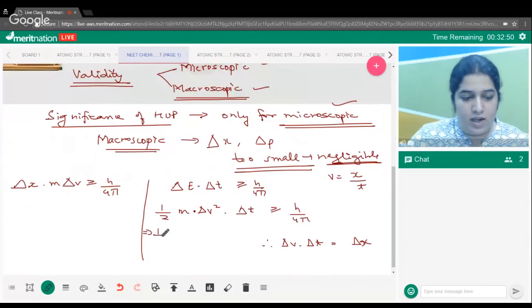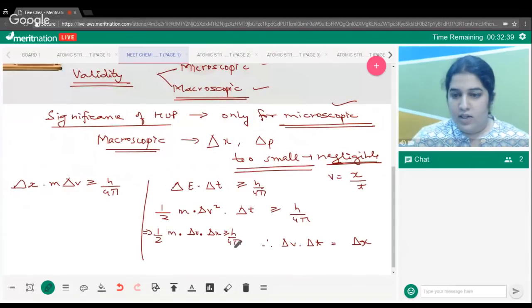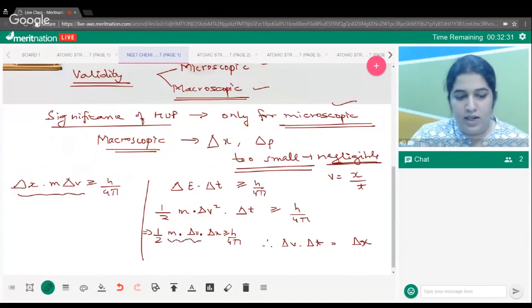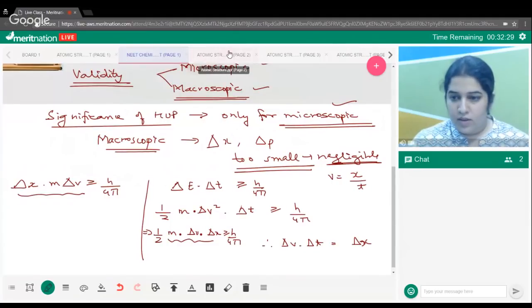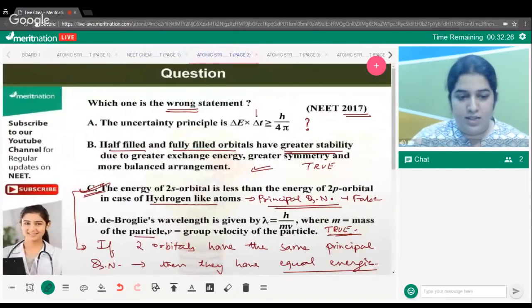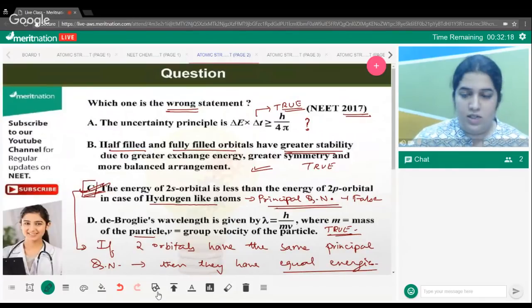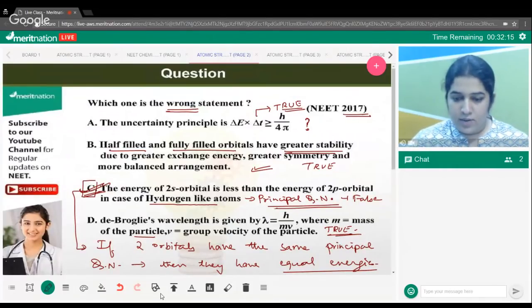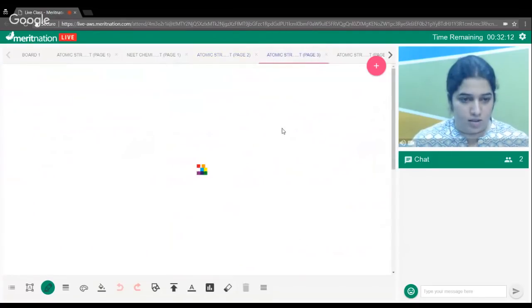So this becomes half into M into delta V. I am now going to write down delta V into delta T as delta X greater than equal to h upon 4 pi. So is this similar to our equation here, right? This is similar to our equation here. Delta X into M delta V we have gotten. Delta X into M delta V we have it here. All right. So it tells me that this statement is actually true here. So the incorrect statement, we had to figure that out. The incorrect statement is option C. Done, everyone? Next, we will move to the next further question.